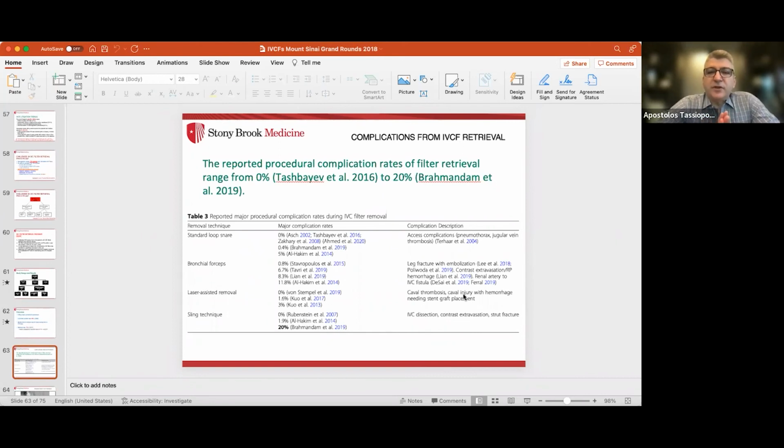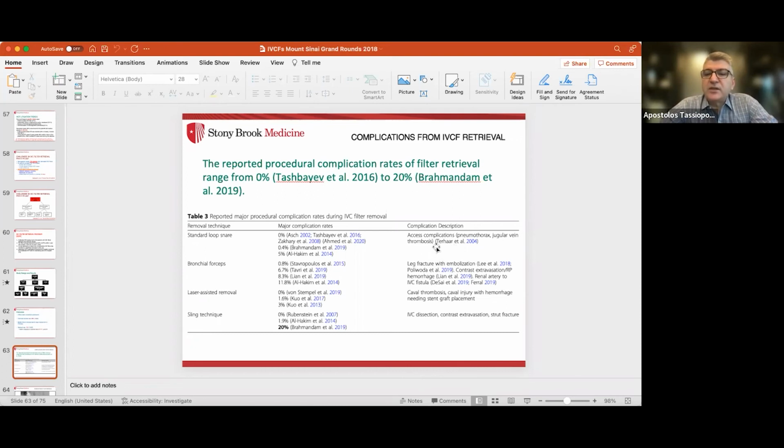Retrieval of IVC filters is not something that is free of complications. The reported procedural complication rates range between 0% and 20% in the literature. I believe the truth is somewhere in between. I would say that there is a 5 to 10% risk on people that have IVC filter retrieval. And here's a list of the most common complications.